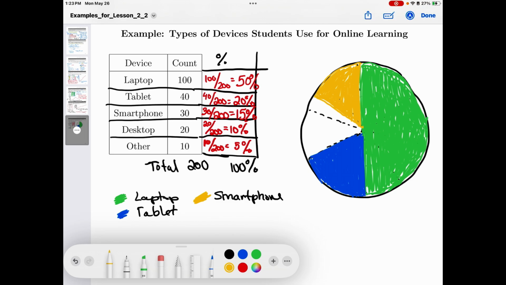It doesn't matter the order that you color these slices as long as you make sure you label it on your key so the reader knows which slice is what. Or another way you could do it is label it right on the pie chart. All right, desktop computers is next. So that's going to be 10%. I'll use this last 10% slice and I'll color that red. For the desktop category, I've got to remember to put that in my key, that's red.